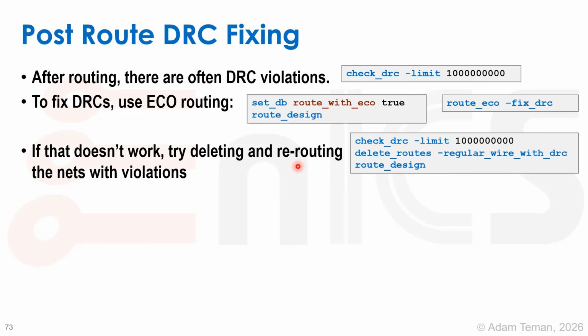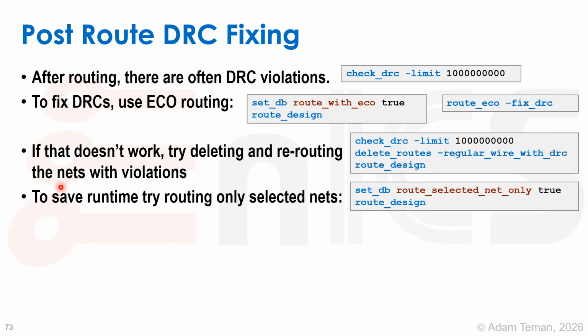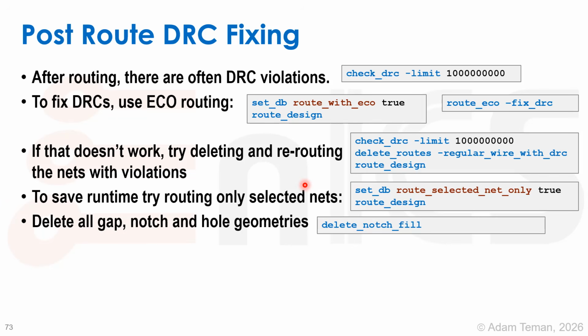Okay, you can also do this manually, like grab a bunch of routes in a certain area, hit the delete button and then do an ECO route. To save runtime, you can try routing only selected nets. So you can do setDB, route selected net only true, select the nets that you want to reroute, and then do a route design and see if that helped. Okay. Sometimes we have these gaps, notches, and hole geometries, and there are different commands such as delete notch fill that will go over and find these little notches, fills and holes that are left over from the routing process.